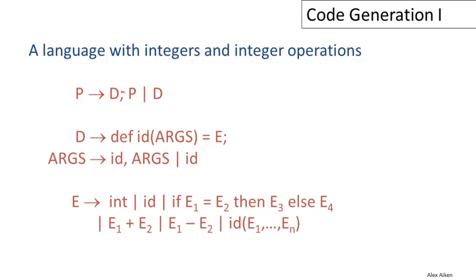A program consists of a list of declarations. And what's a declaration? A declaration is a function definition, so it has a function name. The function takes a list of arguments, which are just identifiers, and the function has an expression, which is the body of the function. And what can function bodies look like? Well, the expressions can be integers, identifiers, if then else, and the only predicate that we're going to allow is an equality test between integers, and then sums of expressions, differences of expressions, and function calls.